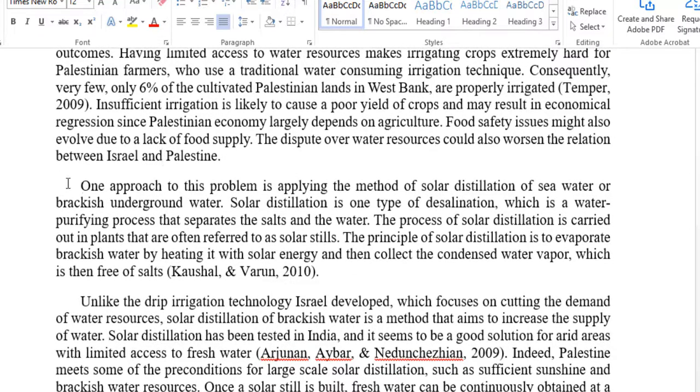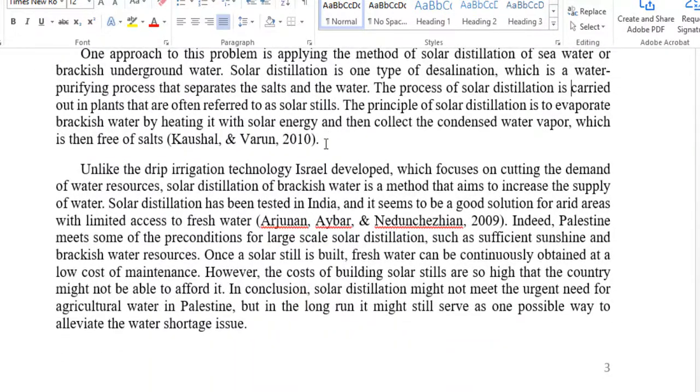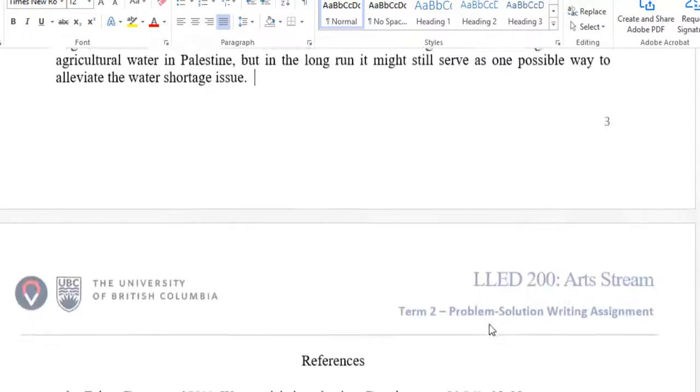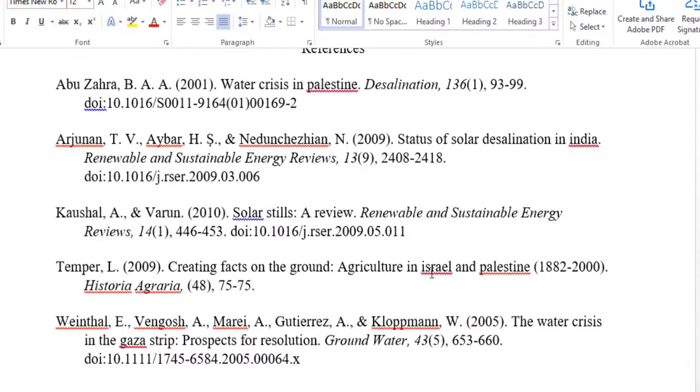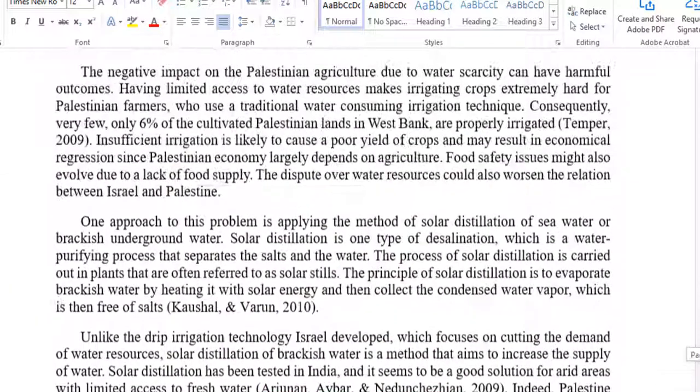The third starts with one approach to this problem. So that's a hedge. It's saying it's a partial solution, would be a specific method, right? So we have a method here of solar distillation. We have a nice definition in there. We have a citation. And then the last paragraph is going to do the evaluation. So we have an evaluation, again, based on sources. And then we can see the references at the end in alphabetical order. We've got 1, 2, 3, 4, 5 sources used in this paper. Again, quite a good example of a problem solution text.